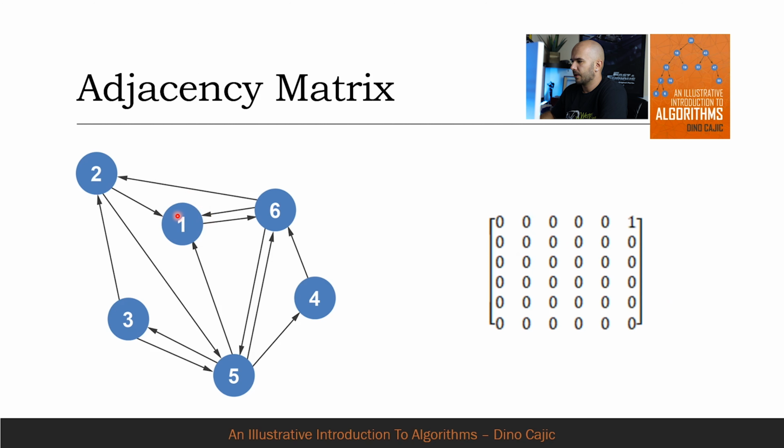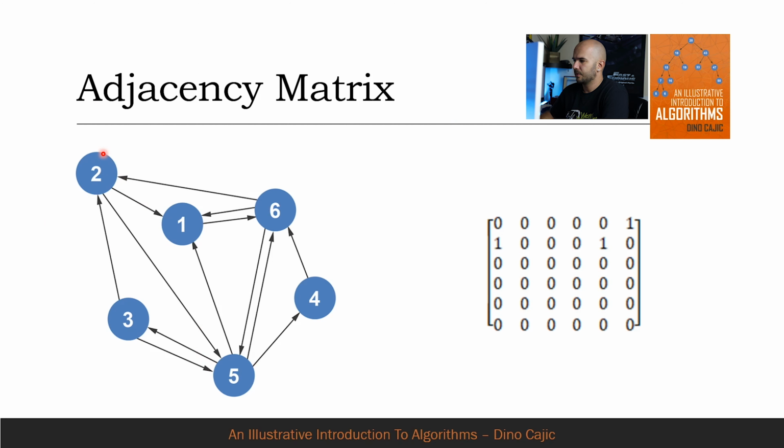Starting at vertex 1, there's one outbound edge to vertex 6. So the first entry in the adjacency matrix is at row 1, column 6. We change the 0 to 1 to indicate that there is an edge from vertex 1 to vertex 6. Next, we look at vertex 2. Vertex 2 has 2 outbound edges, one outbound edge to vertex 1 and another outbound edge to 5. We'll update the adjacency matrix by adding a 1 for entry 2,1 and 2,5.